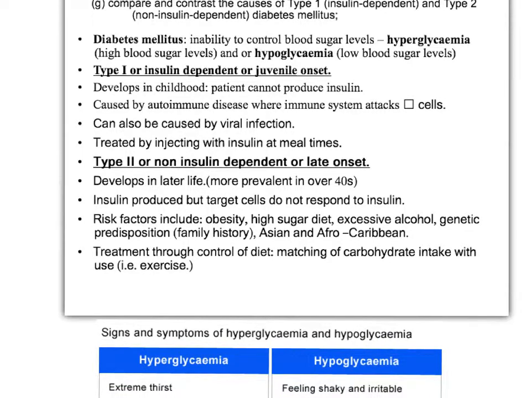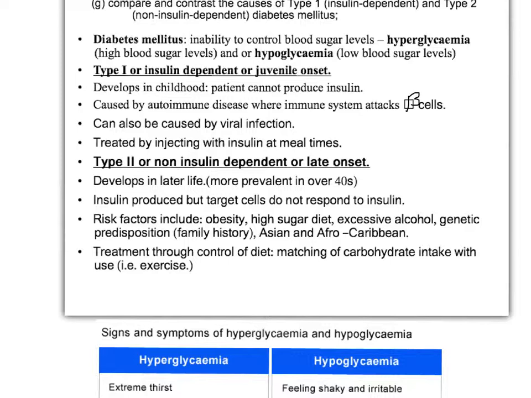Okay, so the type 1 or insulin dependent or juvenile onset, because it tends to happen in young children or develops in childhood, and it's a result of the patient not being able to produce insulin. Okay, and it's often caused by what's called an autoimmune disease, which is when one's immune system attacks its own cells. So in this case, the immune system is actually attacking the beta cells in the islets of Langerhans, and therefore they're unable to produce insulin.